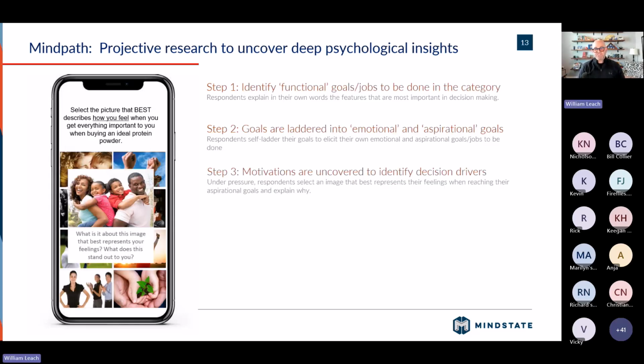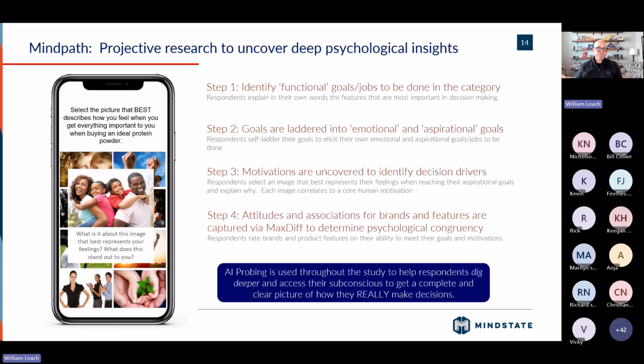We also have a motivational exercise. It's an image-based exercise where people select a picture that best expresses how they'd feel if they got everything they wanted in a particular protein powder. That's important because it reaches out to those aspirational goals people have. Then we ask, okay, you selected this picture. Why did you do that?